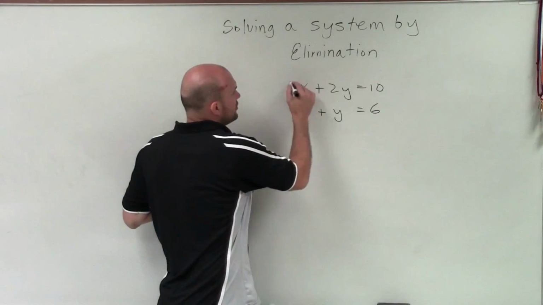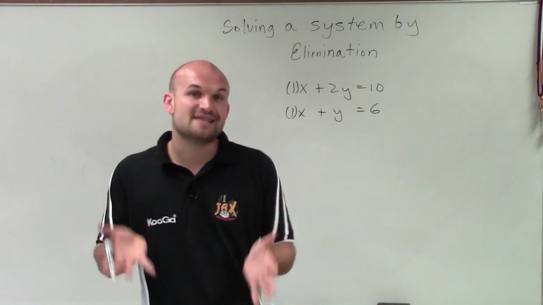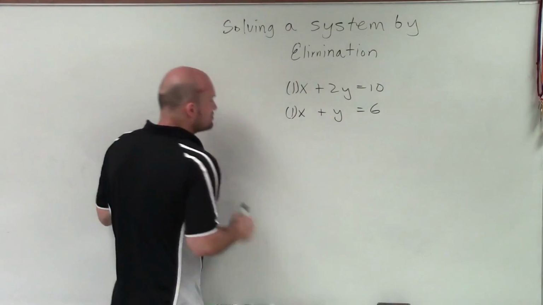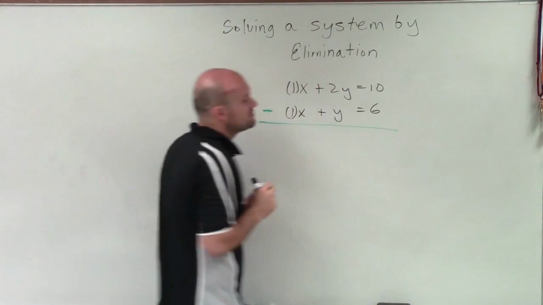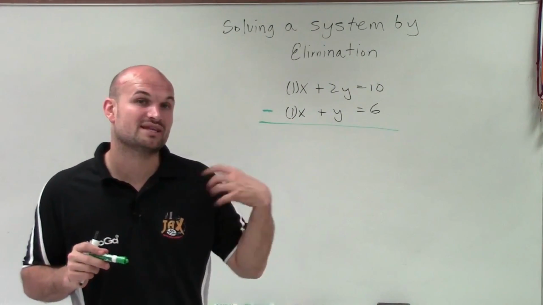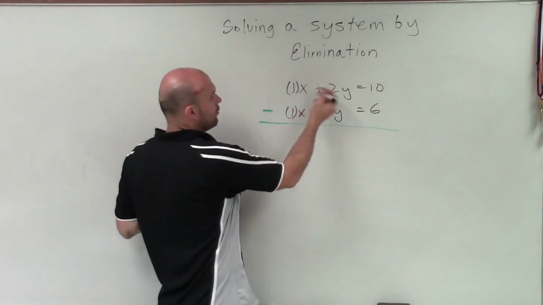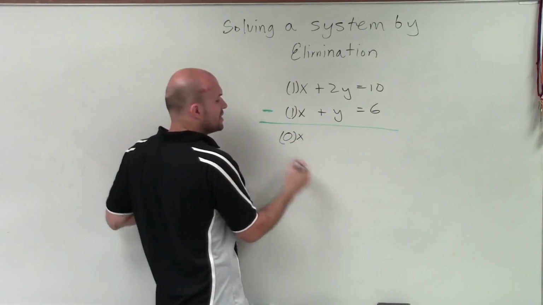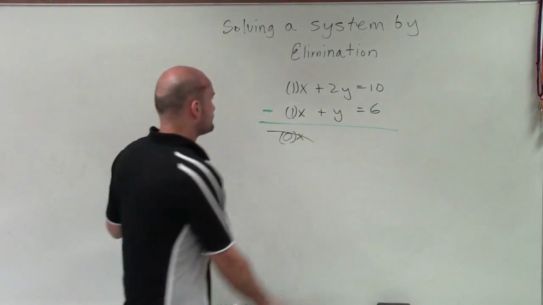You can see both of my x's have a coefficient of +1. When they have the same coefficient with the same sign, I'm going to subtract the two equations. So when you have two equations with the same variable and the same coefficient with the same sign, you subtract the equations. And I'll show you why that works. 1x minus 1x is 0x. 0 times x is 0. So we say that our x is now eliminated.